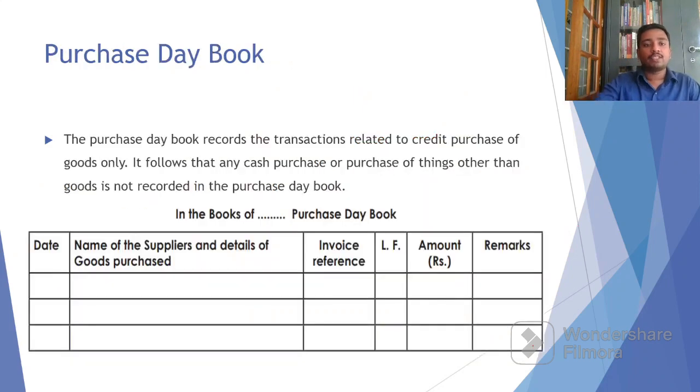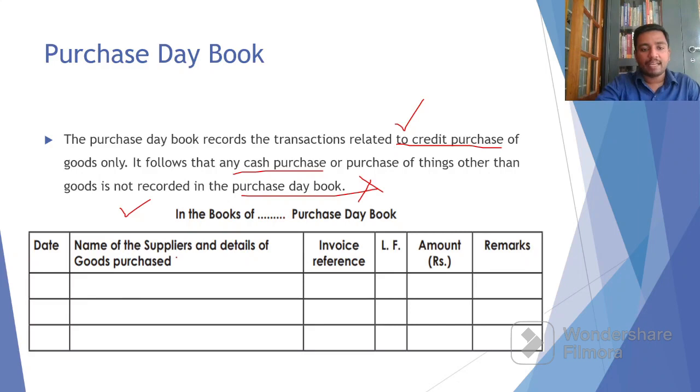Now we move to the next one, the purchases book or the purchases journal. Here we have already mentioned that all purchases in the form of cash will be recorded only in the cash book. But if there is a credit purchase of goods, such entries are recorded in the purchases day book. If there is any cash purchase other than goods, it will not be recorded in the purchases book.